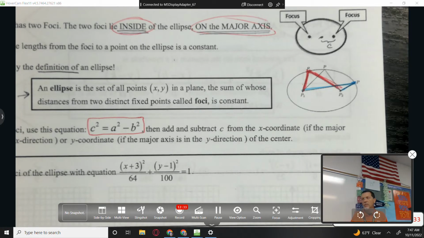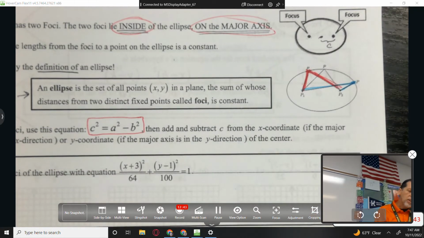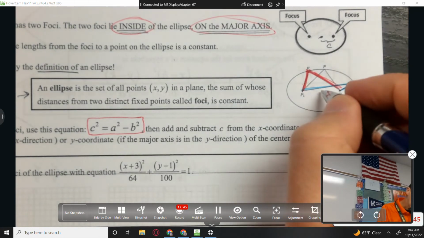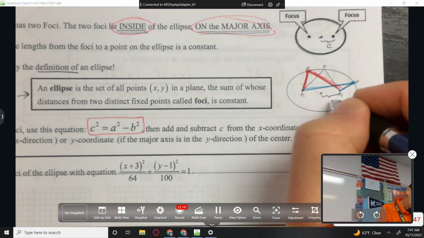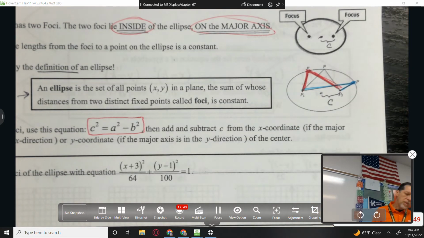So A and B are the sort of radii. Again, it's not really the right word, but the distance to the edges, the up and down edge, the left and right edge, that's A and B. C is the distance to the focus along the major axis. So you got to think about, well, is this an up and down ellipse or a left and right ellipse?